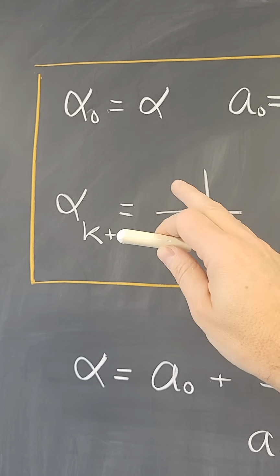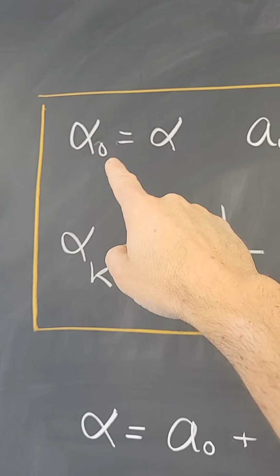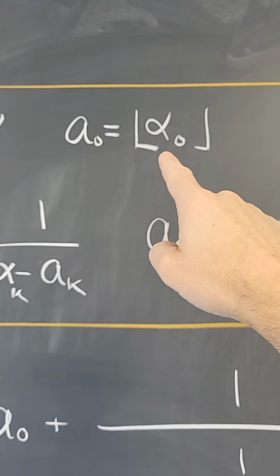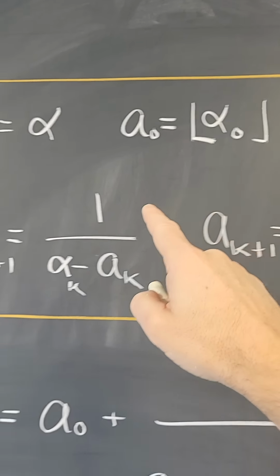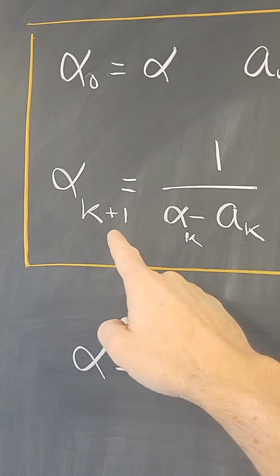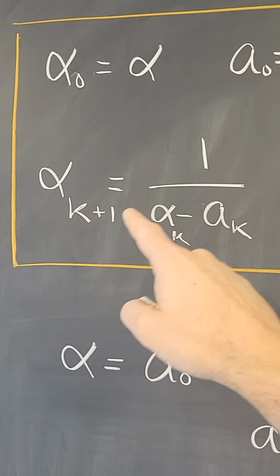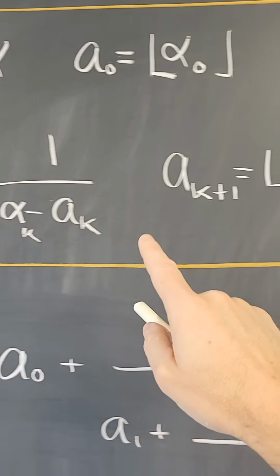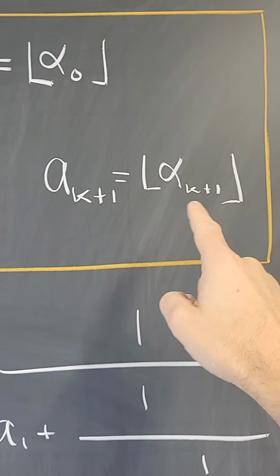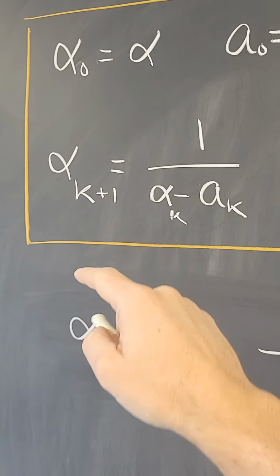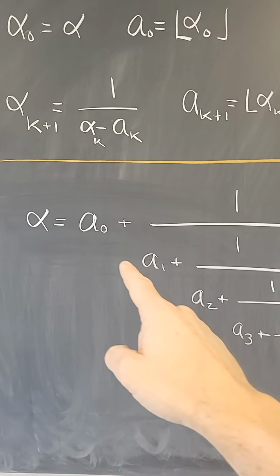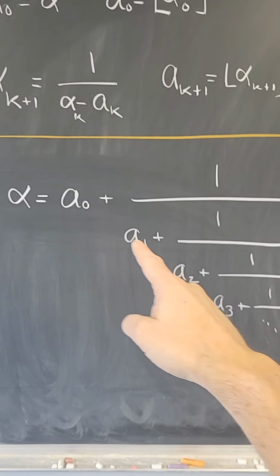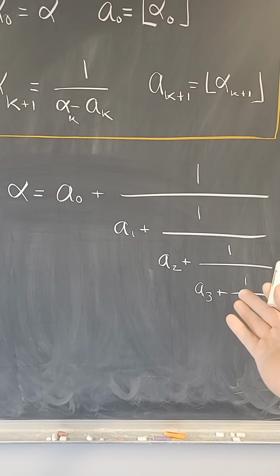What I get is a recursive formula where I start with alpha, let's say that's alpha 0, and a0 is the floor of alpha 0, and then I'm going to be able to compute the next alpha by taking 1 over alpha k minus its floor, and a k plus 1 is the floor of this number I just computed. That's going to give me a sequence a0, a1, a2, a3 that makes up the continued fraction of alpha.